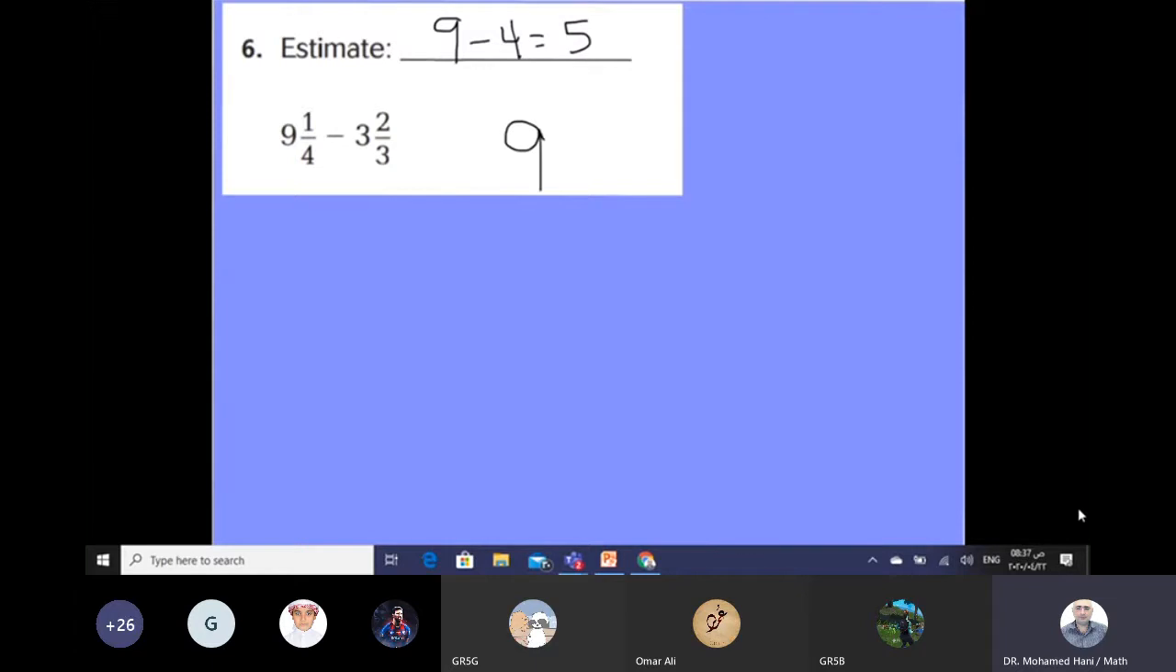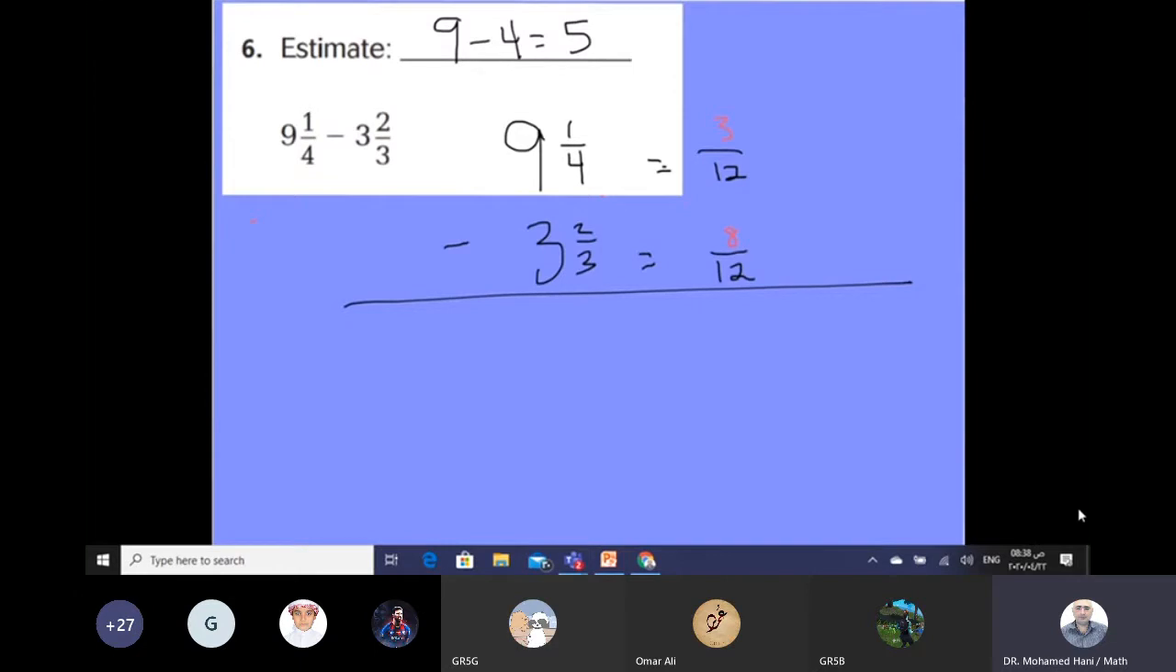All right, let's go ahead and set it up vertically. 9 1/4 minus 3 2/3. Now let's go ahead and find equivalent fractions. I know 4 and 3, their first common denominator that they will share is 12, because 3, 6, 9, 12, and 4, 8, 12. So they both share 12. Now we can find equivalent fractions. 3 times what is 12? I know 3 times 4 is 12. So 2 times 4 is going to be 8. And now let's look at our top fraction. 4 times 3 is 12, so 1 times 3 is 3.